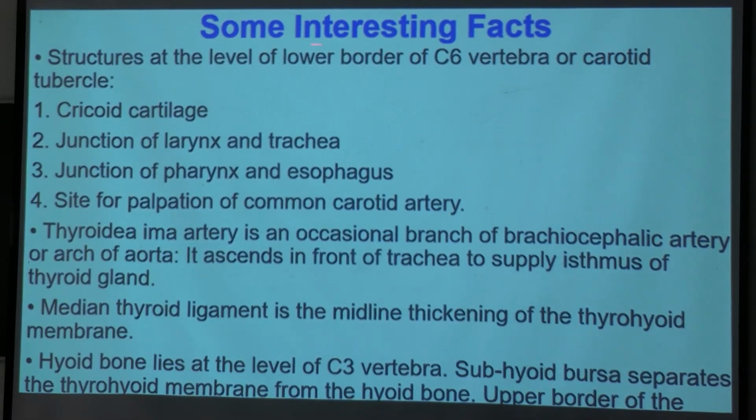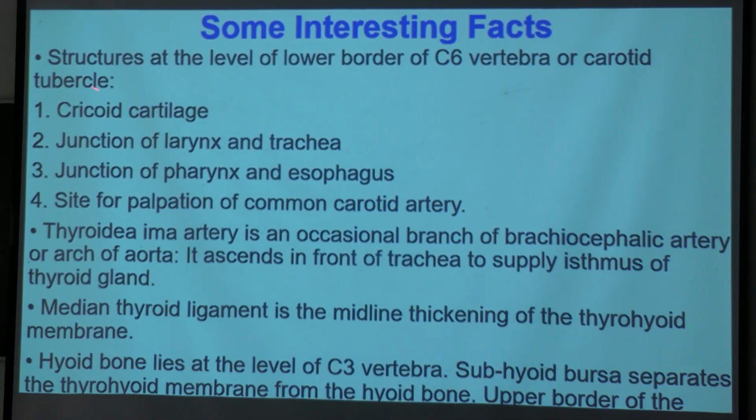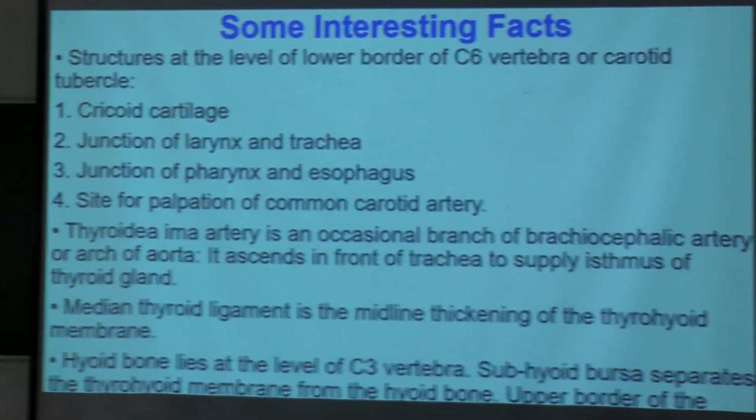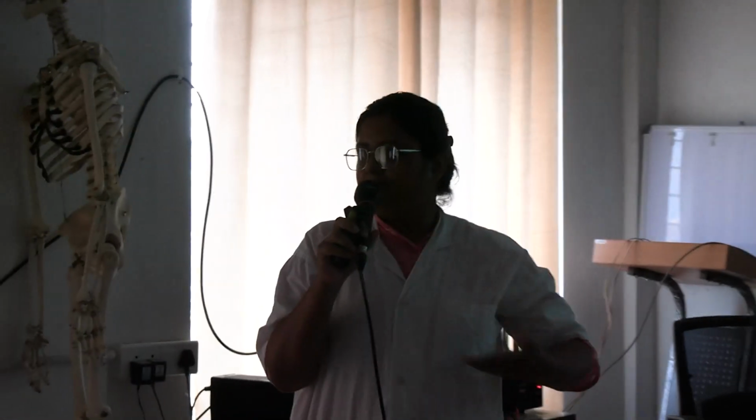Structure at the level of the lower border of the C6 vertebra or carotid tubercle. This is asked in your viva, okay? Very important. Like the L1 level for the abdomen, T4 level for the thorax, here this level is important: the lower border of the C6 vertebral level. What happens at this level is important. And here lies the carotid tubercle.